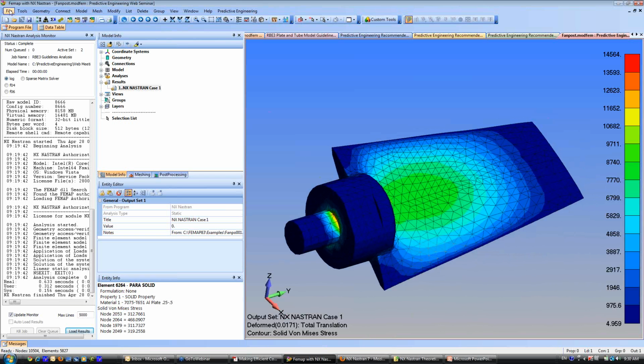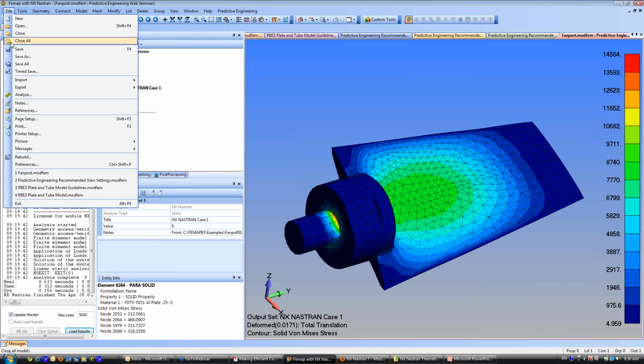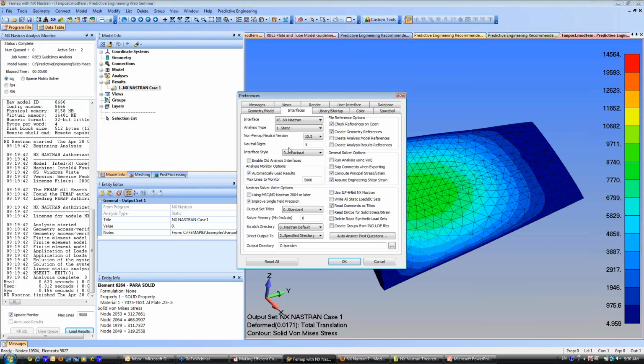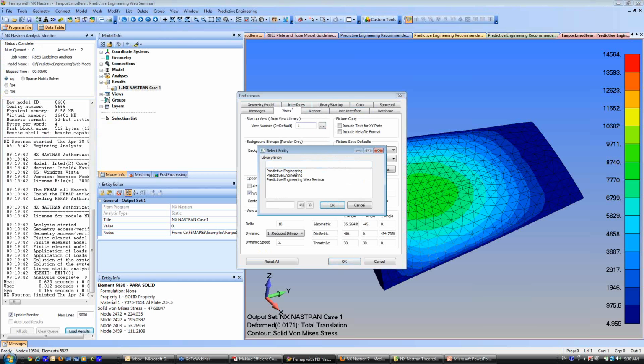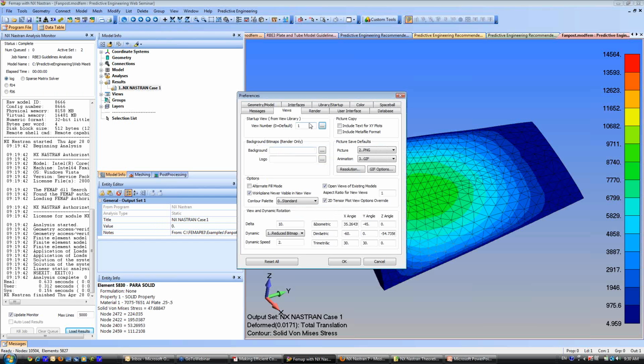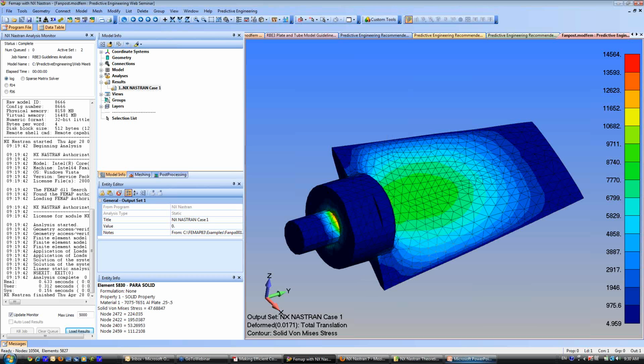And if you want to see that view come up every time you do a new window, this is where you set it. Startup view from library view number. And that's your library view. Oh, there you go. So if you enter that to 0 and open a new window, it'll take you back to the FEMAP defaults. You're right. 0 default, and that's why it wasn't doing that. Good. Learn something new every day.